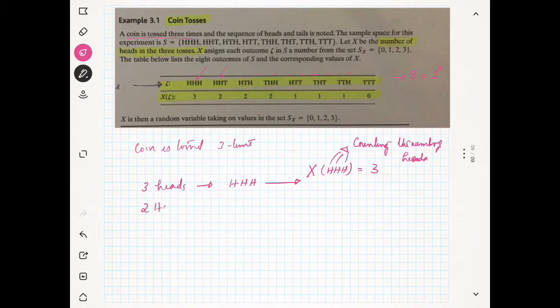So if it is 2 heads, I can have many cases: head, head, tail, or tail, head, head, or head, tail, head.